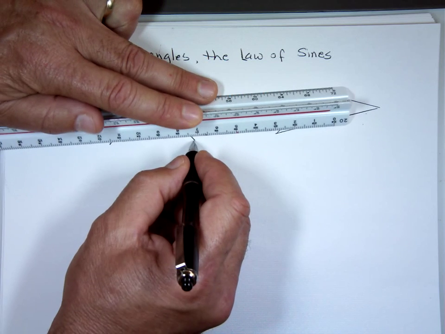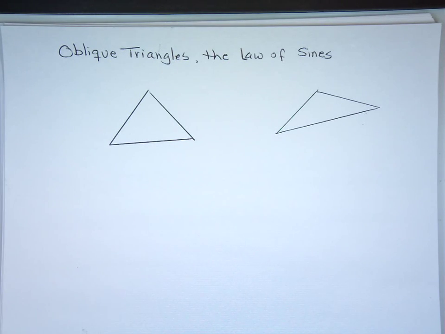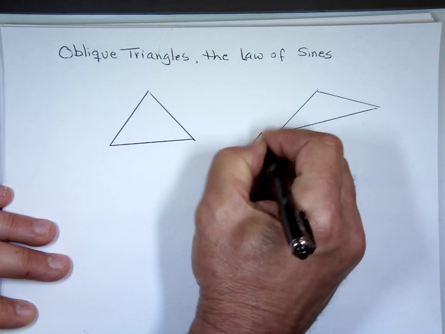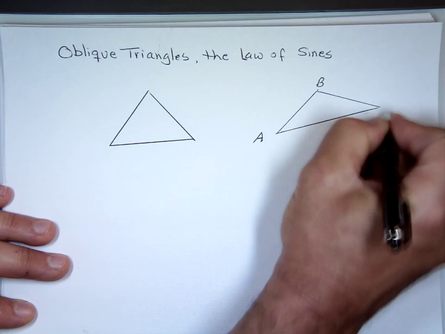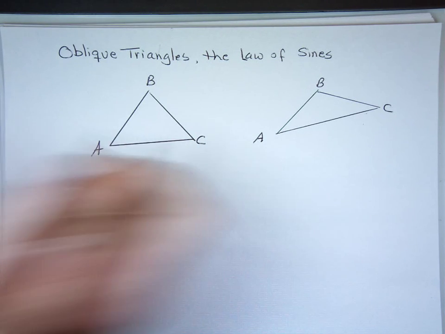That's not an oblique triangle. I don't have a 90-degree angle. If I don't have a 90-degree angle, I can't use the sine as opposite over hypotenuse. It's only correct if you have a right triangle, with a 90-degree angle. So I don't have that here. So let's call this triangle A, B, C.